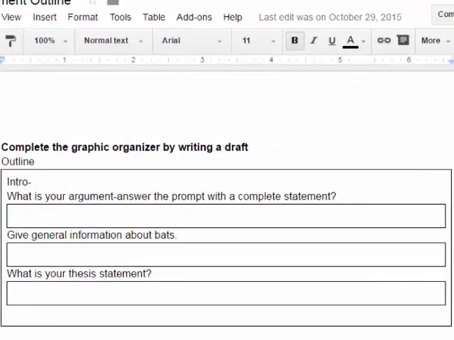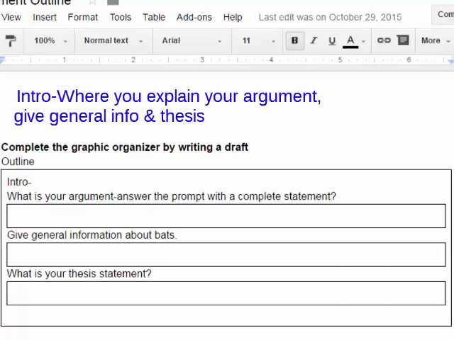Okay, this is the graphic organizer that you will be using to develop a draft of your argumentative paper. And first, let's take a look at the section here called the intro. This is where you will explain what your argument is, you will give some general information about bats, and you will identify what your thesis statement for your paper will be.